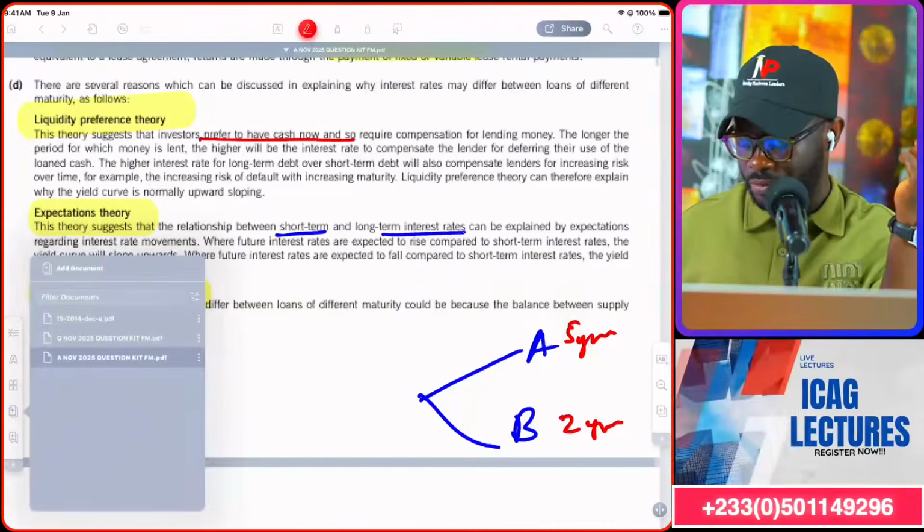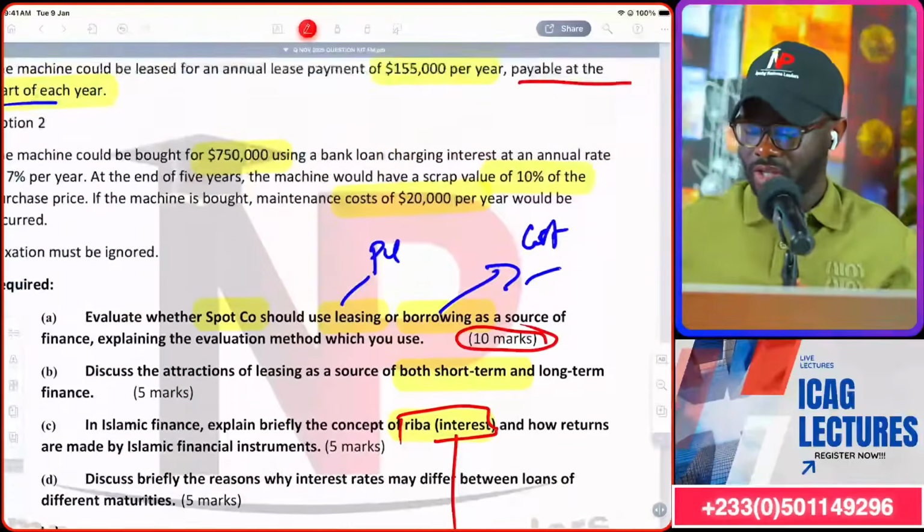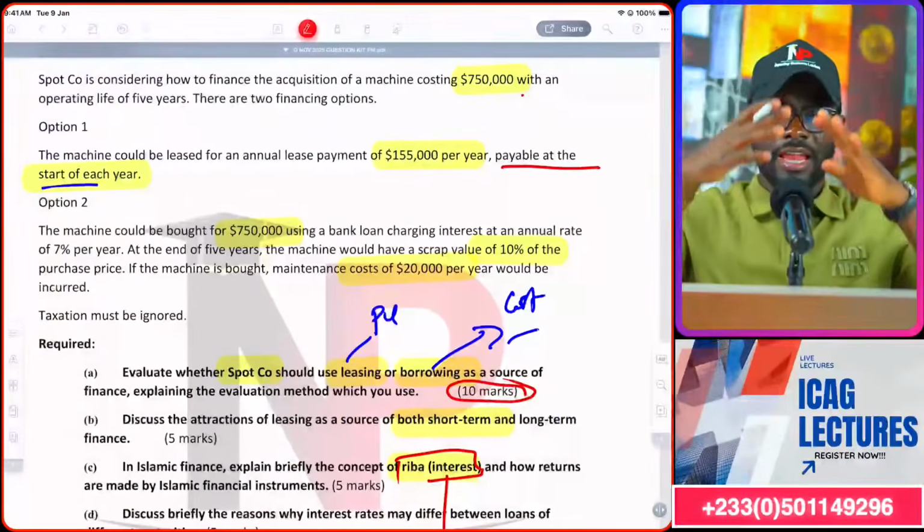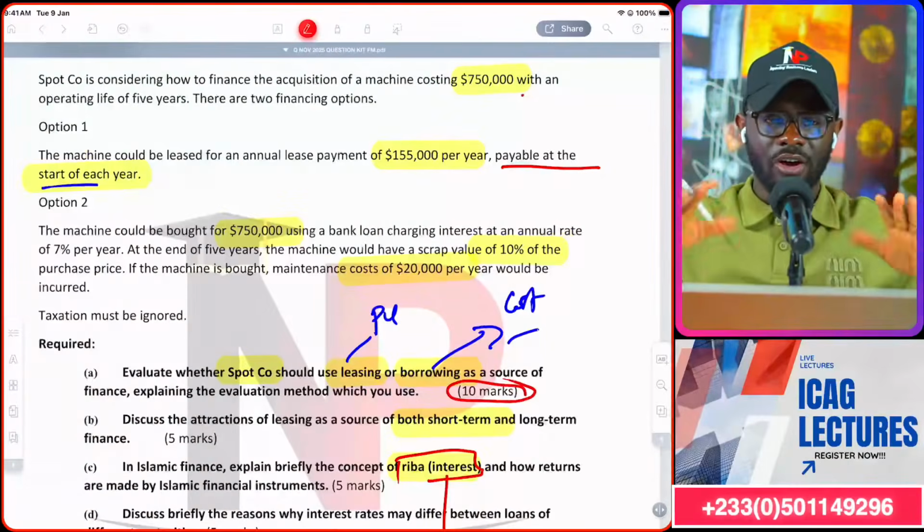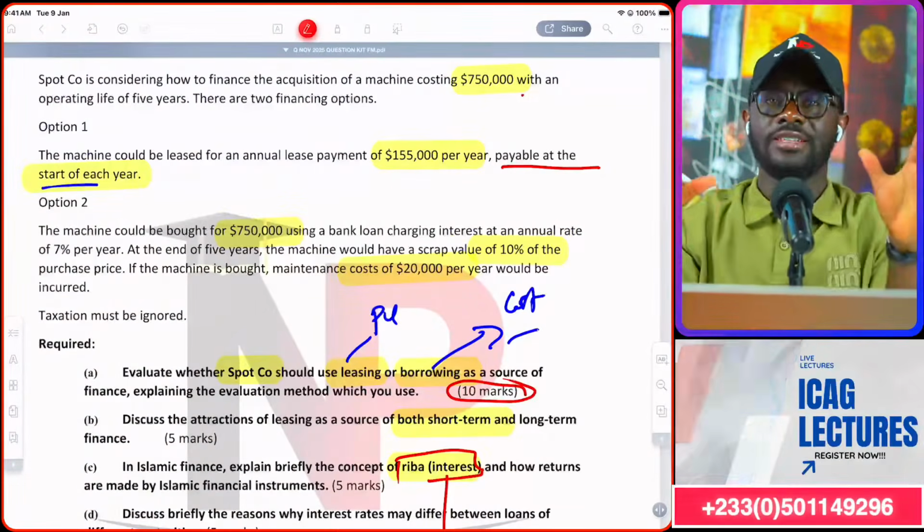These are the things you must understand in respect of this question 2 area. And that brings me to the end of business financing.